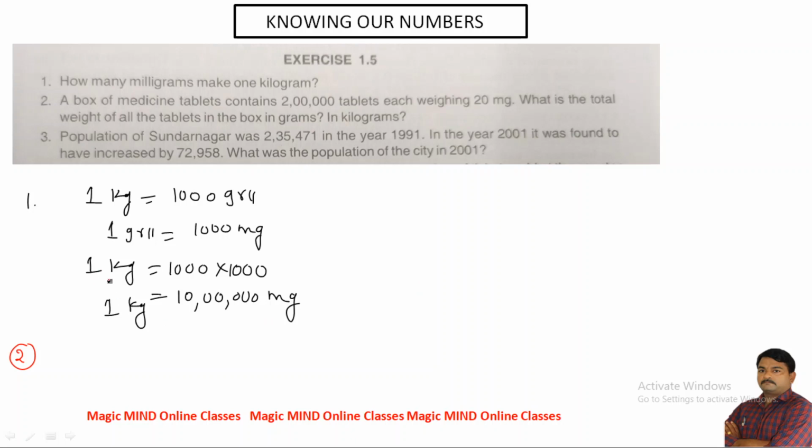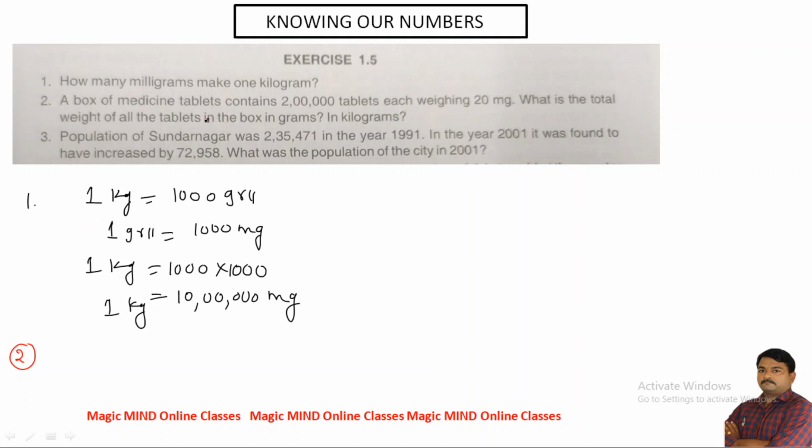What is the second question? A box of medicine tablets contains 2 lakh tablets, each weighing 20 mg. What is the total weight of all the tablets in the box in grams as well as in kilograms? He wants the answer in grams as well as in kilograms, so both are required. Very simple question, again based on units.